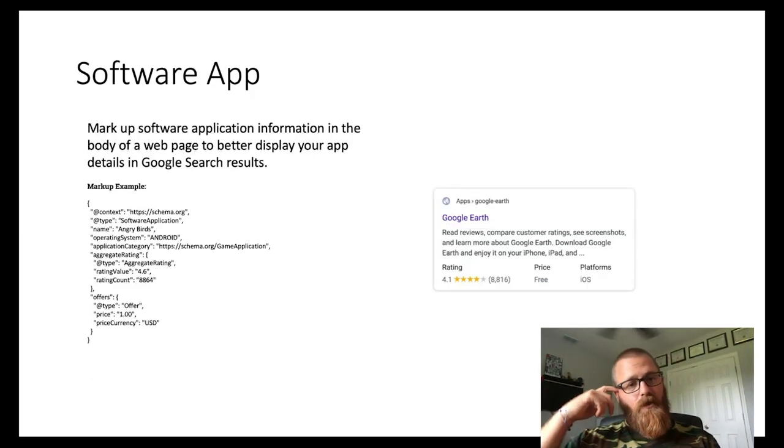Software applications. This is something a lot of people, whether you have a progressive web app or maybe an Android or an iPhone application, should mark up so that you can get found in search. You can also show the ratings, how much it costs, and what platform it's on. It's not a huge long line of code, but it's extremely valuable and can give Google the information you want them to use when they're highlighting your product or your application in the search results.